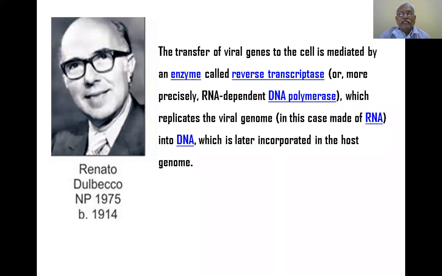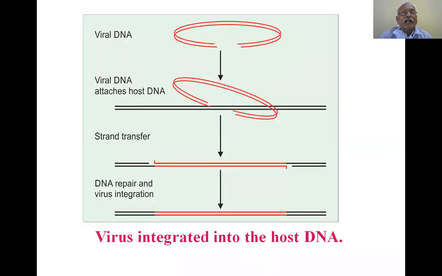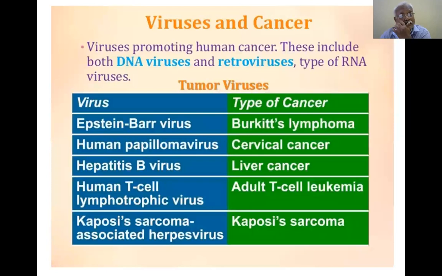This replicates the viral genome. The RNA will be converted into DNA, and then it's incorporated in the host genome as a whole. So the virus will occupy the entire genome of the host human being. So viral DNA will come and attach to the host DNA. Viral RNA will come and attach itself into host DNA, either RNA or DNA, anything. So the strand transfer will take place, and the DNA repair will take place, and the virus will be integrated thoroughly inside the host DNA. So viruses and cancer.